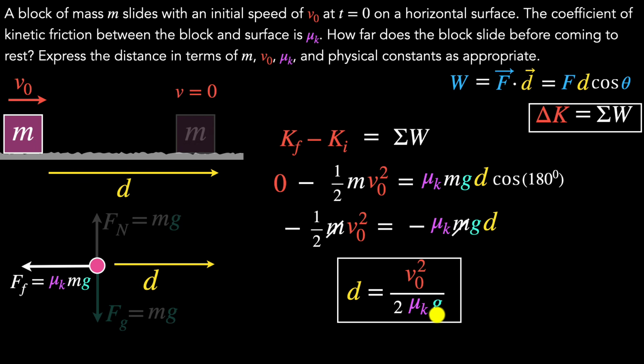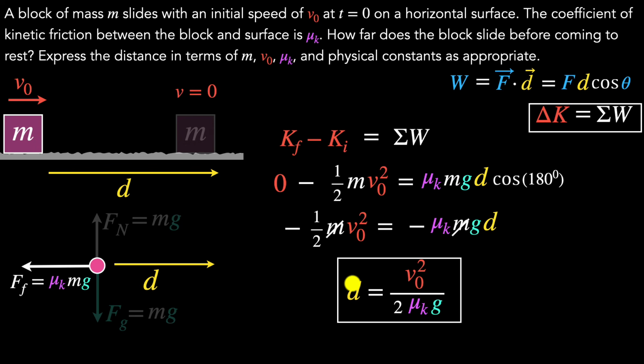So it makes sense that it's in the denominator. What about the g in the denominator? Well, if the g was larger, then the force of gravity would be larger. The block would be pressed more against the surface, and again, for the given coefficient of kinetic friction, the force of friction would be larger, and again, d would be smaller. So it makes sense that it's in the denominator.